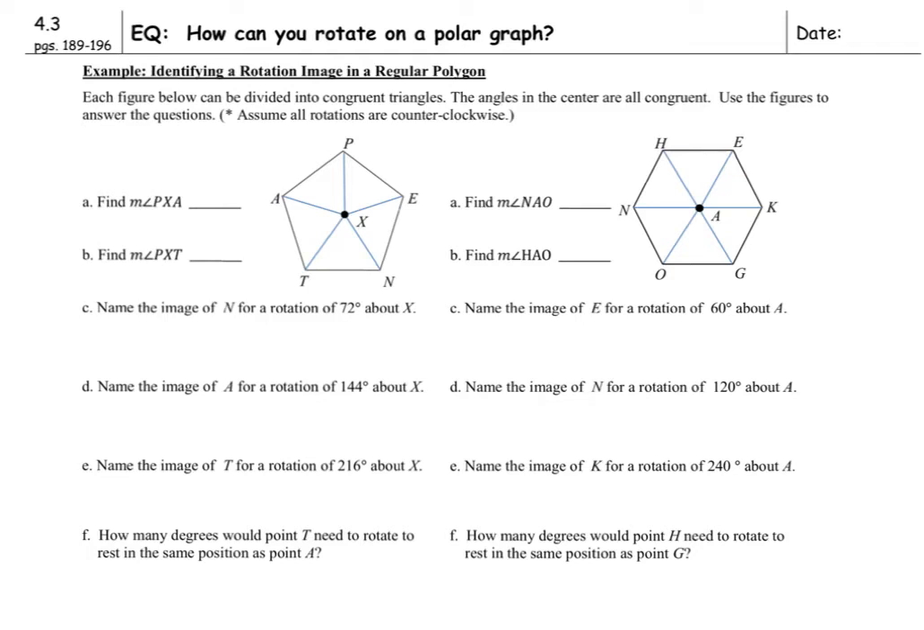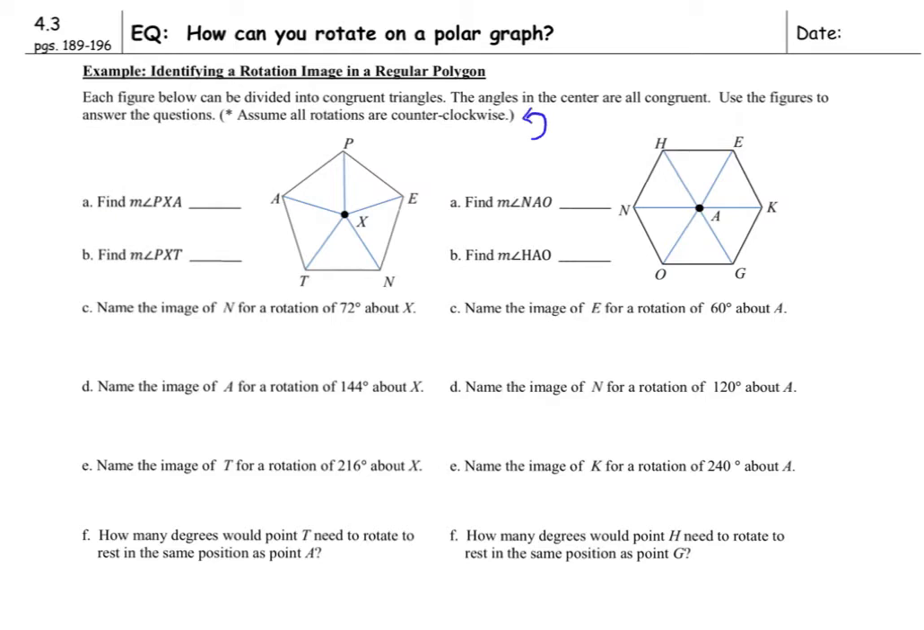Hey guys, today we're going to be working on rotations on a polar graph. This is going to prepare us for doing rotations in the coordinate plane. So each of the figures below can be divided into congruent triangles. The angles in the center are all congruent. Use the figures to answer the questions, and we're going to assume all rotations are counterclockwise. So counterclockwise means going this way.